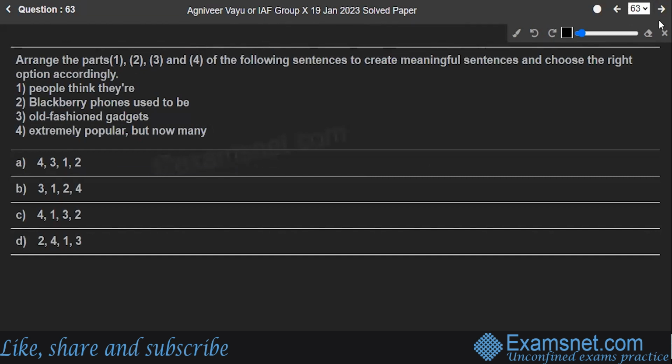So you have to arrange the parts 1, 2, 3, 4 of the following sentences to create meaningful sentences and choose the right option accordingly. People think they are BlackBerry phones used to be old-fashioned gadgets or extremely popular, but now many. See, first of all, the part 2 is independent of any other sentences and it's giving information about the noun BlackBerry phones that earlier they used to be very popular, but with the passage of time, people are considering them to be old-fashioned gadgets. So the very first one is 2.